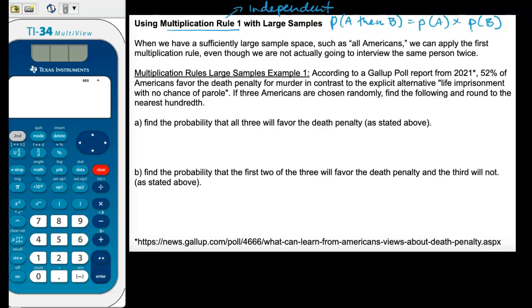When you have a sufficiently large sample space, such as all Americans, we can apply this first multiplication rule, even though we're not actually going to interview the same person twice. So let's look at example 1.